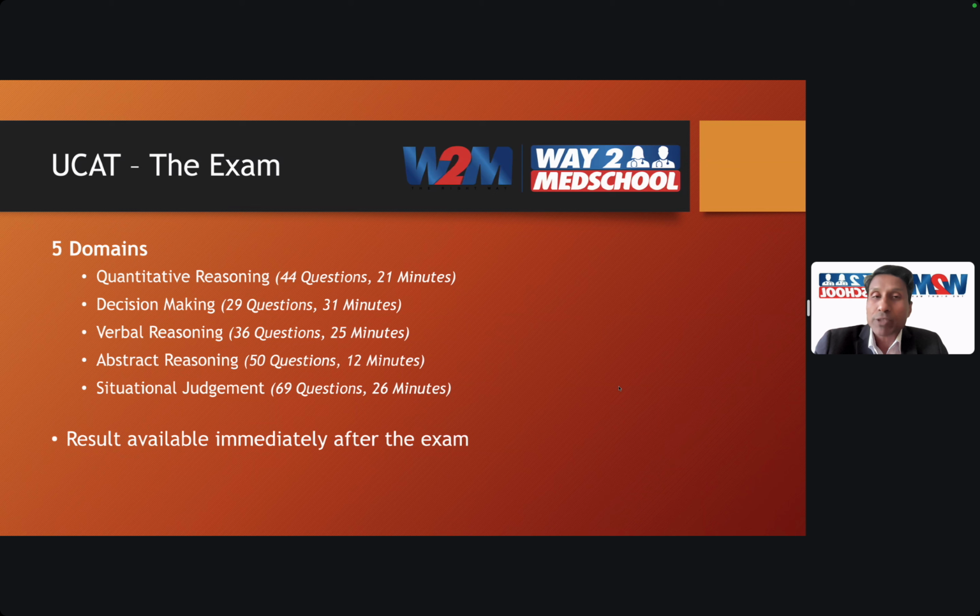So they use 5 sections to measure the UCAT qualification of your child. As mentioned here, you can see quantitative reasoning, decision making, verbal reasoning, abstract reasoning, and situational judgment. I will take a few minutes to explain every subsection.